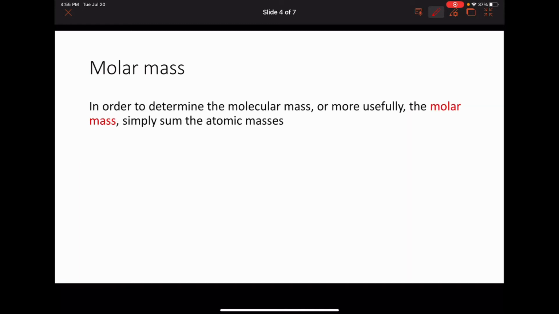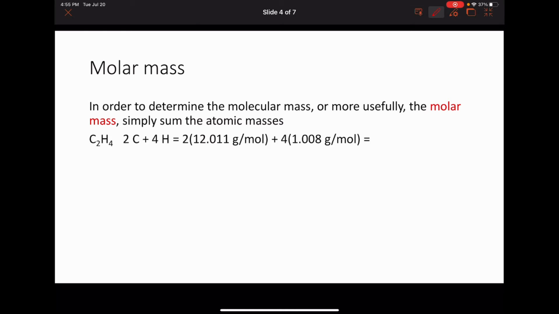All right, so molar mass. In order to determine the molecular mass or even the molar mass, remember they're basically the same numbers, but scaled up in a large number of molecules, all you need to do is sum the atomic masses. So you look on the periodic table, find all of your masses, and you sum them up.